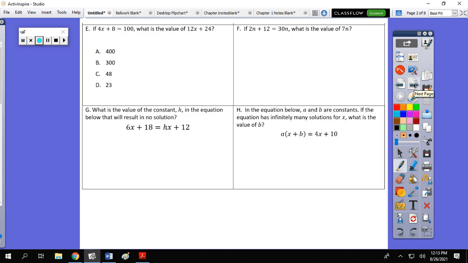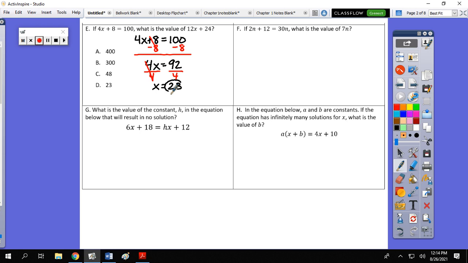All right, moving on to the next set of stuff here. Here's some more examples. We'll go through these rather quickly, especially E and F. On E, it's another one of those examples where they ask us to solve for x and then do something with it. So we would start by solving the equation, 4x plus 8 equals 100. Again, that is your 2-step equation. We need to isolate the variable by subtracting 8 from each side, which would give us 4x equals 92. Then we would divide by 4 to get the value of x. So when we divide 92 by 4, we get that x equals 23.